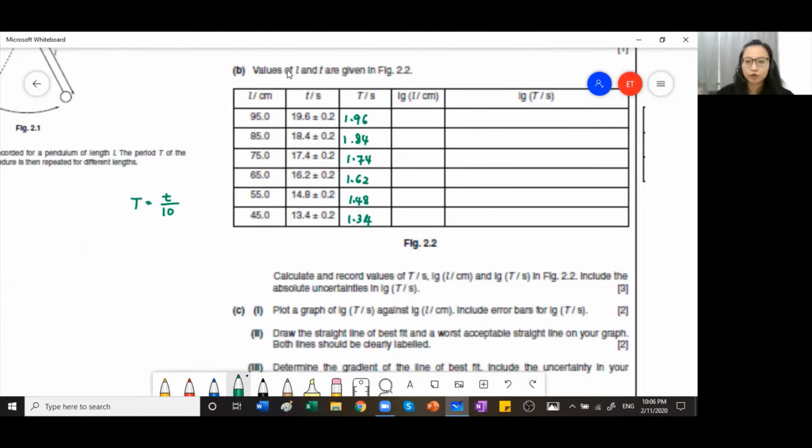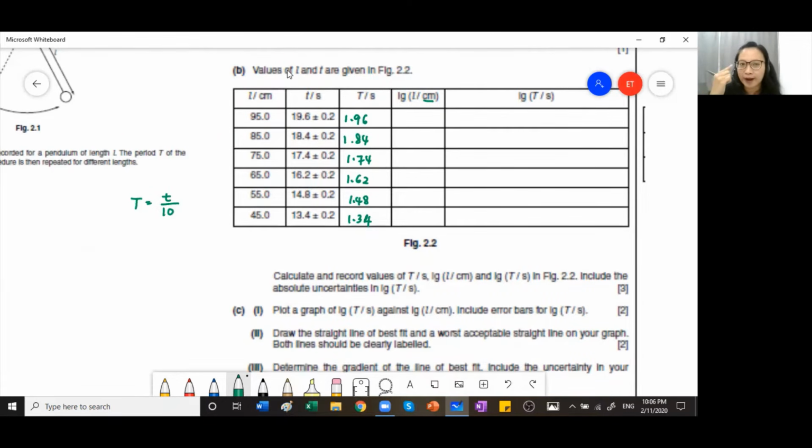And you have to calculate the value of log L as well. You just take out your calculator, press log 95, press log 85. You need not change the unit to meter. As you can see here, the unit is in cm as well. So if you get the correct value here, it should be, yeah.